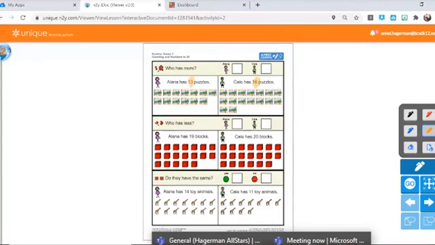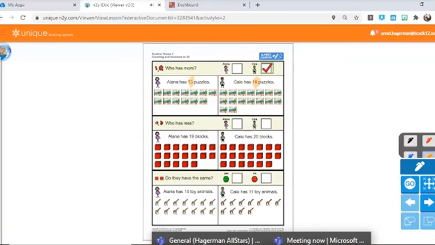Who has more? Elena or Kale? Look at those numbers. Which number is bigger? Kale? That's right. Kale has more because 16 is a bigger number. Good job, Mia.